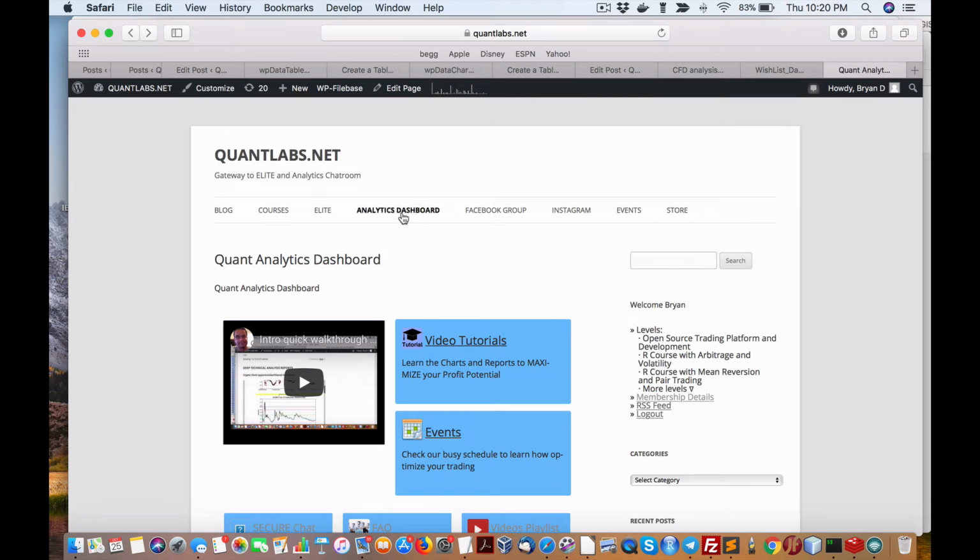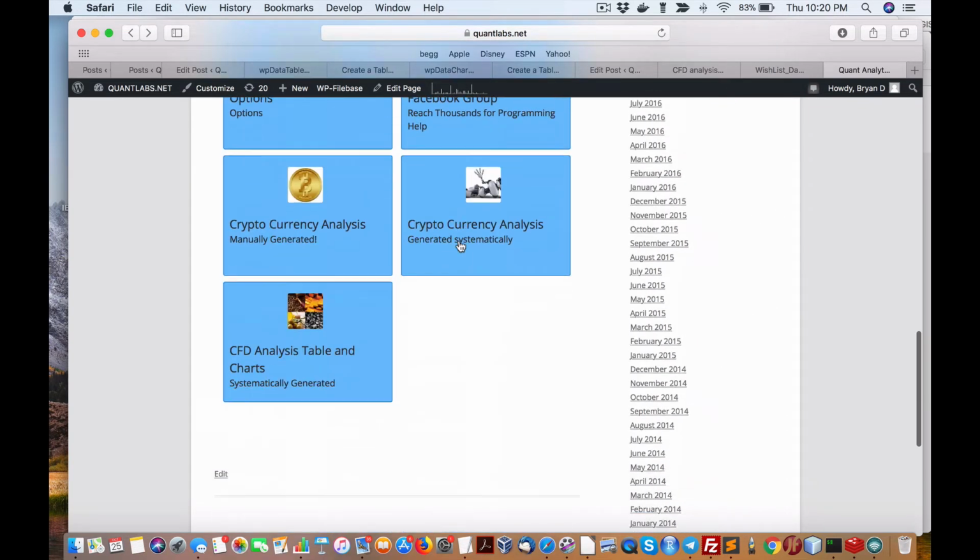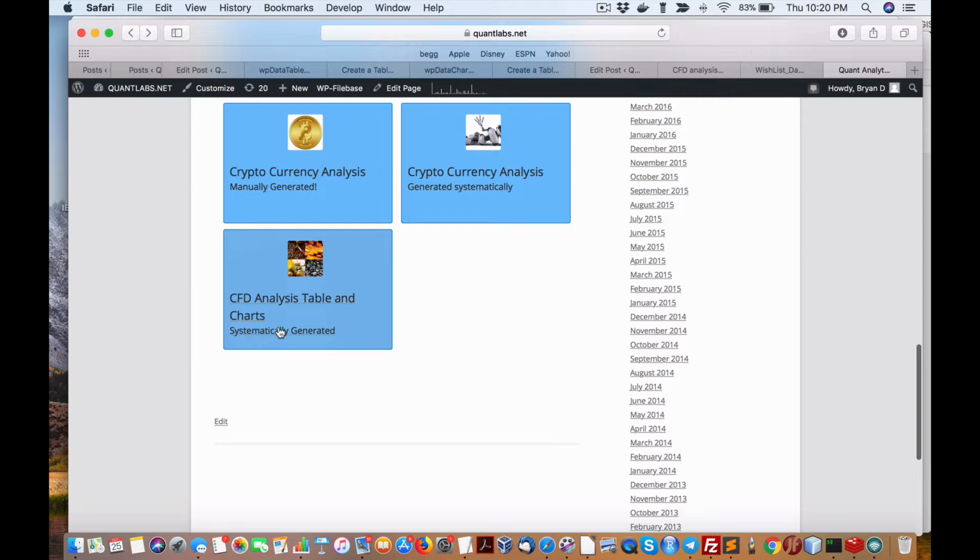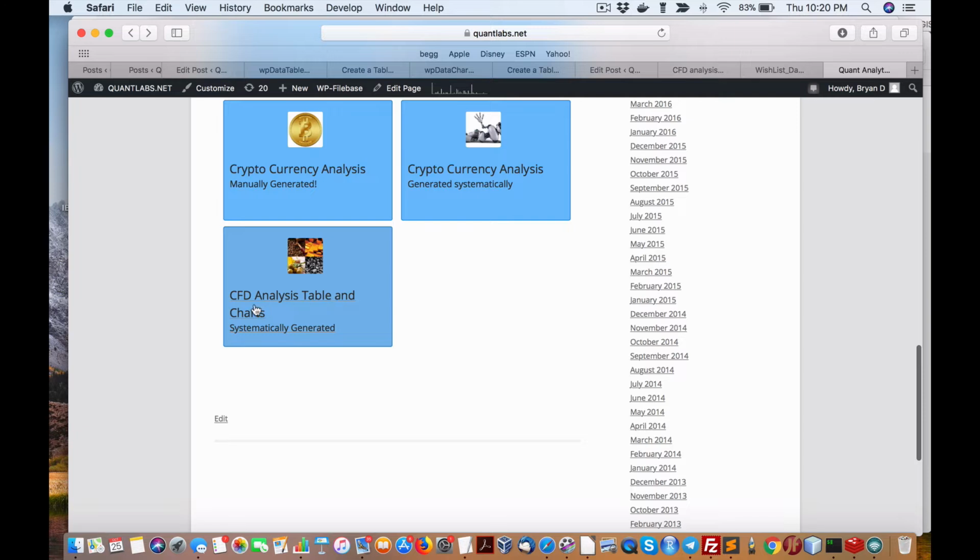Here we are looking at the analytics dashboard with a new option, CFD analysis table and charts, which are systematically generated. As you know, we've been working on cryptocurrencies for a very long time now. We're now moving into CFD analysis, as well as, soon to be here, forex. For both these asset classes the data will be provided by Oanda. I'm not going to get into Oanda, still not a fan, but this is how it is in terms of the ever-changing forex market with Python support to generate these charts.